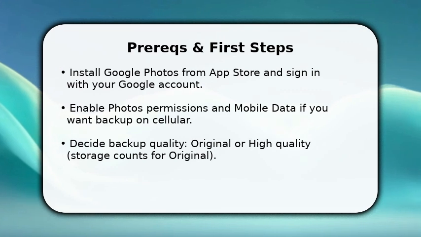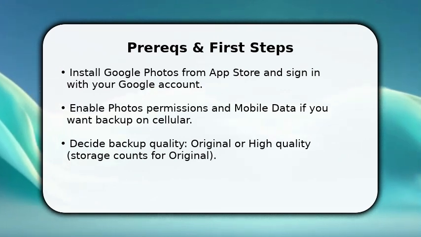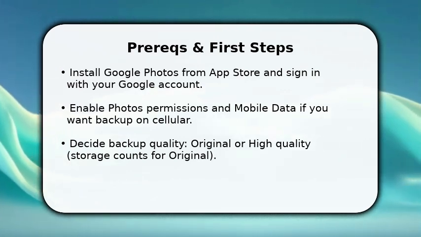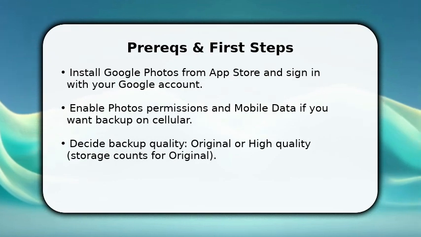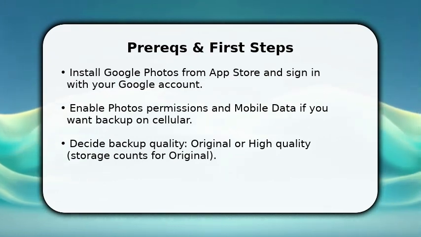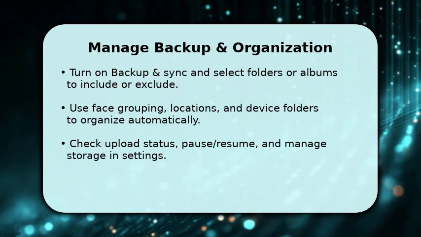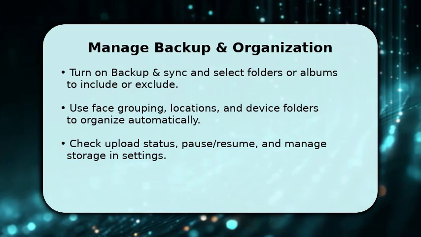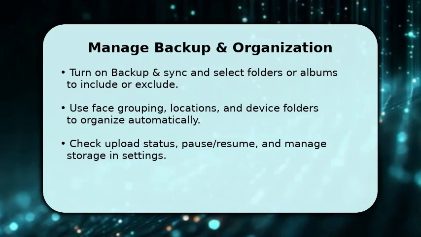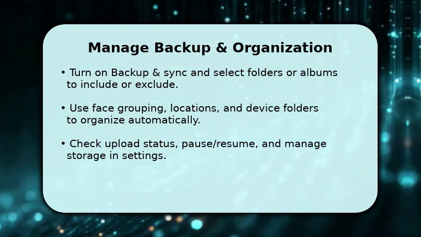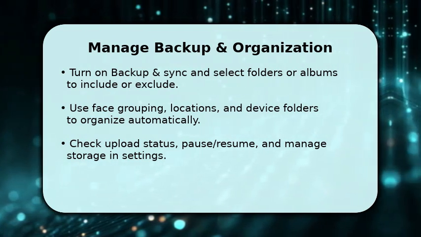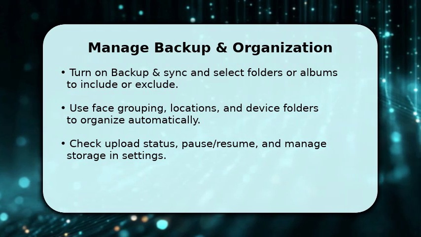Now that permissions and quality are set, tap Backup and Sync to begin the initial upload, so new and recent photos start flowing into Google Photos. Next, you'll refine what gets backed up and how it's organized. You should enable Backup and Sync and pick specific device folders if you want to exclude screenshots or app images. This saves bandwidth and space.